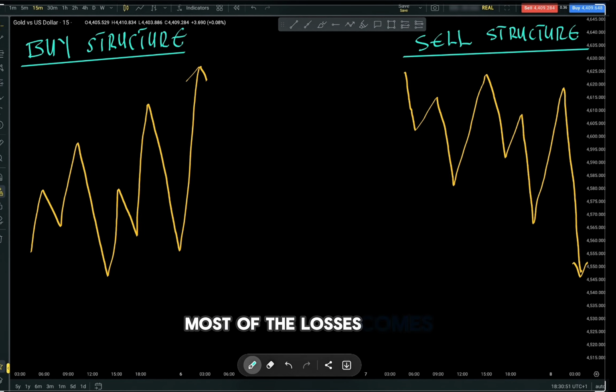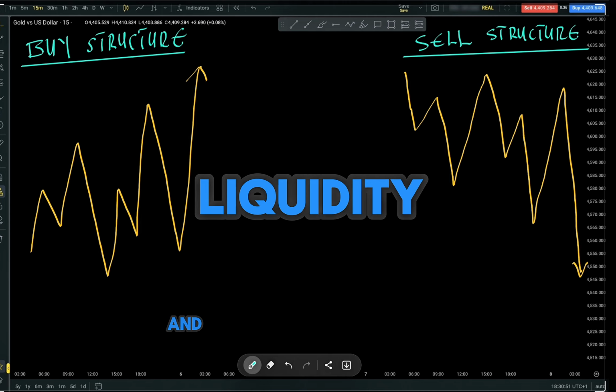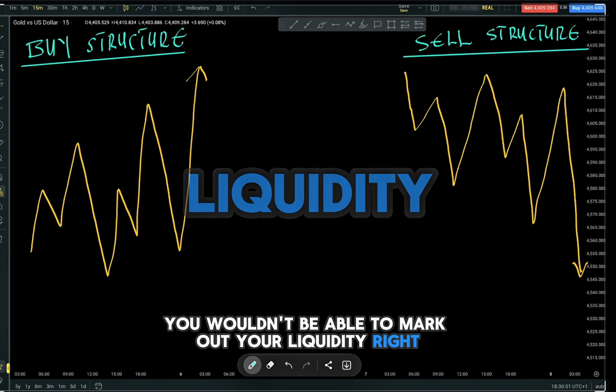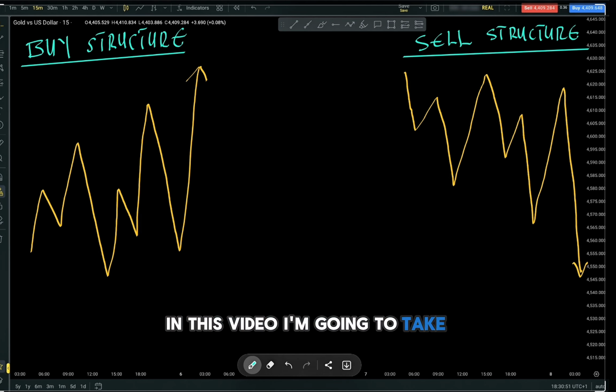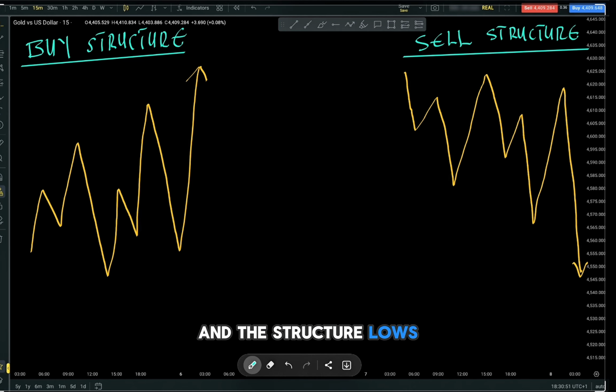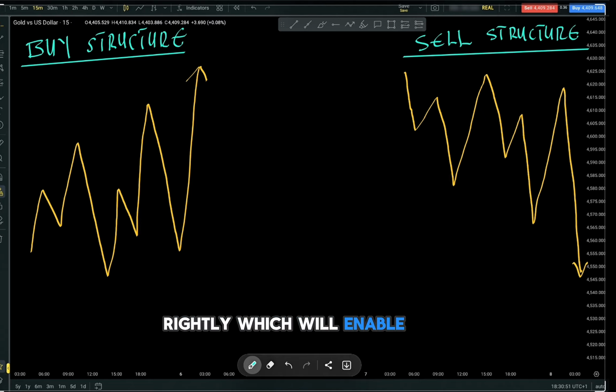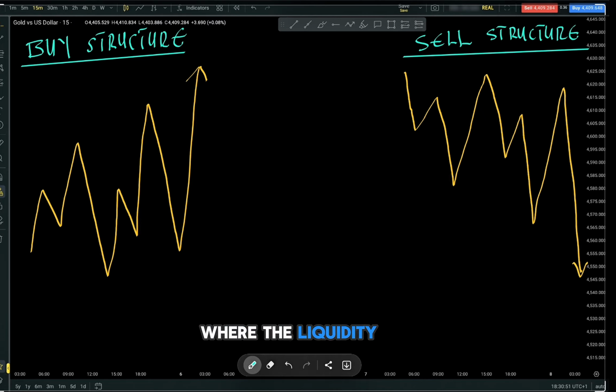Most of the losses come because of this one thing: liquidity. And if you do not understand structure, you wouldn't be able to mark out your liquidity right. In this video, I'm going to take you through how to mark your structure very well, so that you'll be able to identify the structure highs and the structure lows rightly, which will enable you to identify where the liquidity lies. Let's get into this.